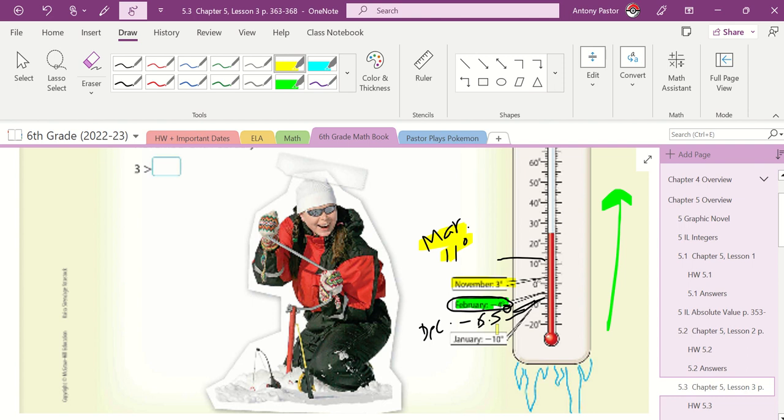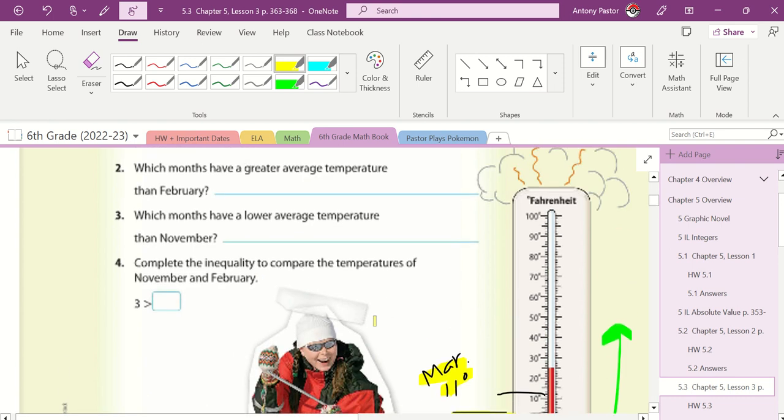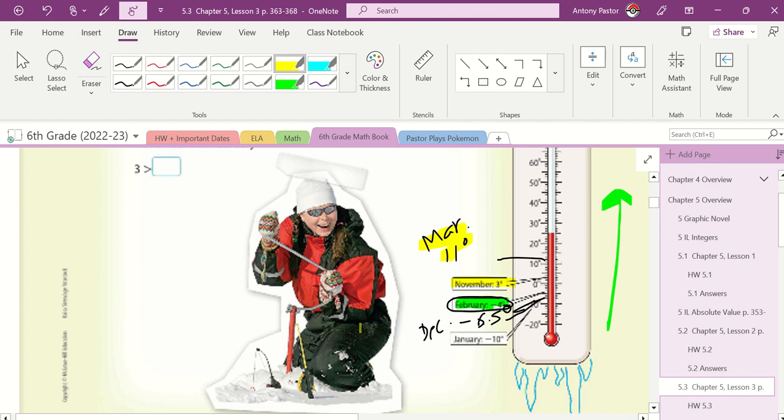Even though negative 6.5 seems like a bigger number than negative 4, it's actually a smaller number, and so is negative 10. It's smaller than negative 4. So for number 2, the months that have a greater average temperature than February would be March and November.